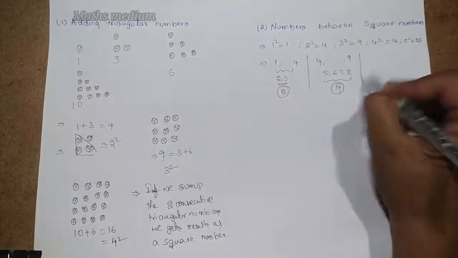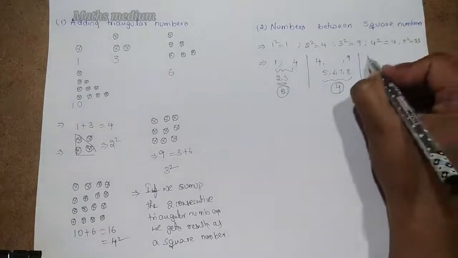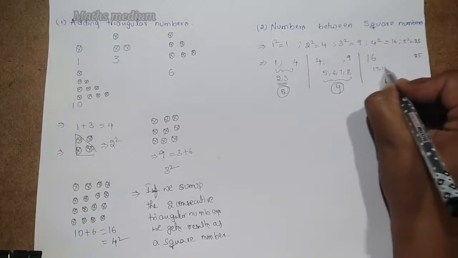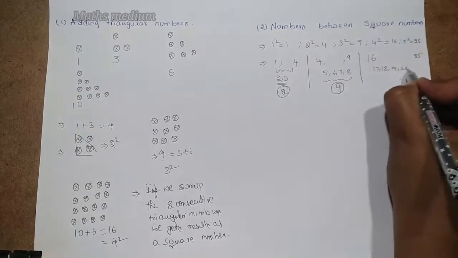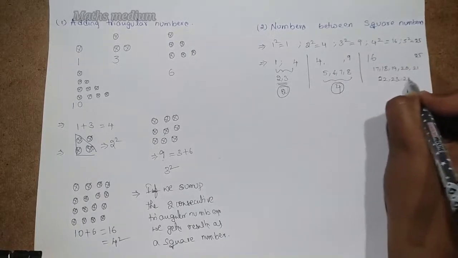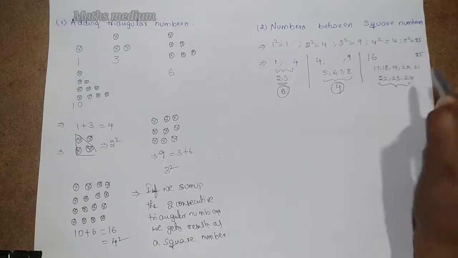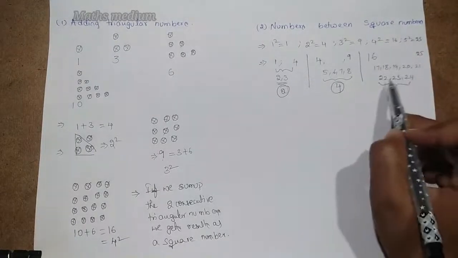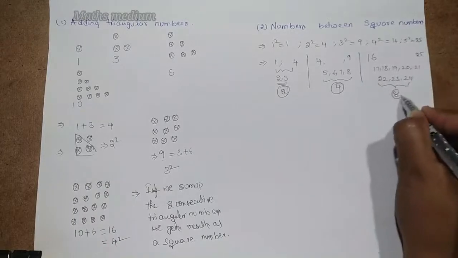If you compare 4 square and 5 square, 16 and 25, we have 17, 18, 19, 20, 21, 22, 23, 24 as the numbers between these two squares. Here we get 1, 2, 3, 4, 5, 6, 7, 8: 8 numbers.